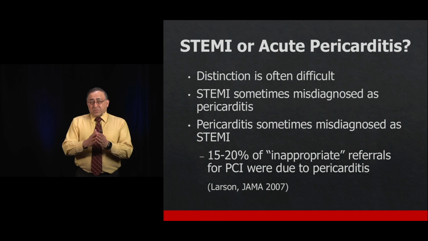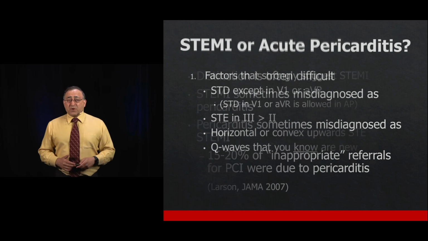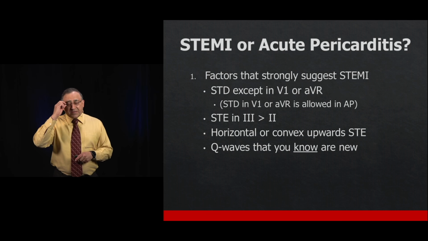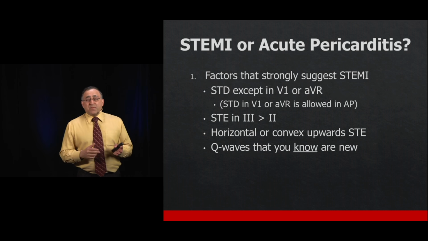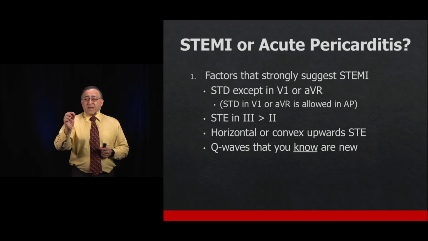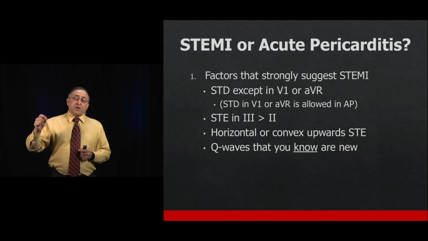They squirt the dye, the coronaries are clean, and in retrospect, they end up diagnosing acute pericarditis. So here's what you need to do. Back to the EKGs. This is the approach you need to take when you're trying to decide if it's STEMI or pericarditis. First thing you should do is ignore V1 and aVR, and in the other 10 leads, see if there's any ST depression.